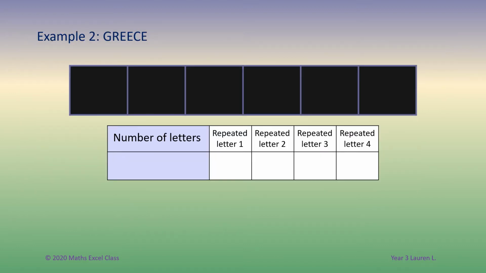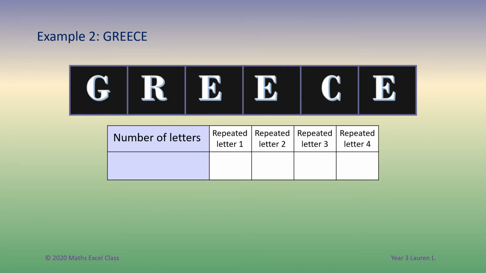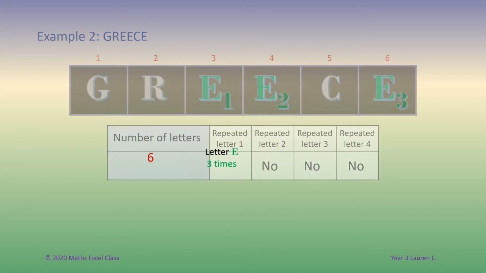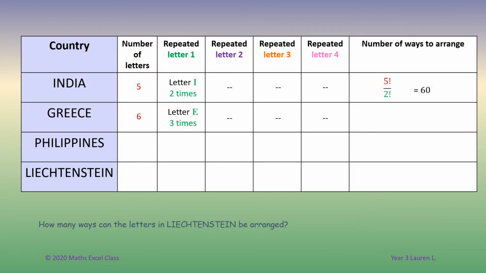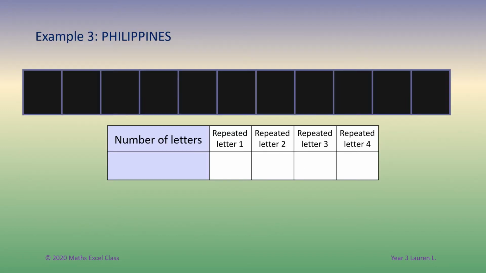Our second example is Greece, spelled G-R-E-E-C-E. Greece has 6 letters, and the letter E in Greece is repeated 3 times. It does not have any other repeated letters. To solve how many ways Greece could be arranged, it would be 6 factorial divided by 3 factorial, which equals 240.